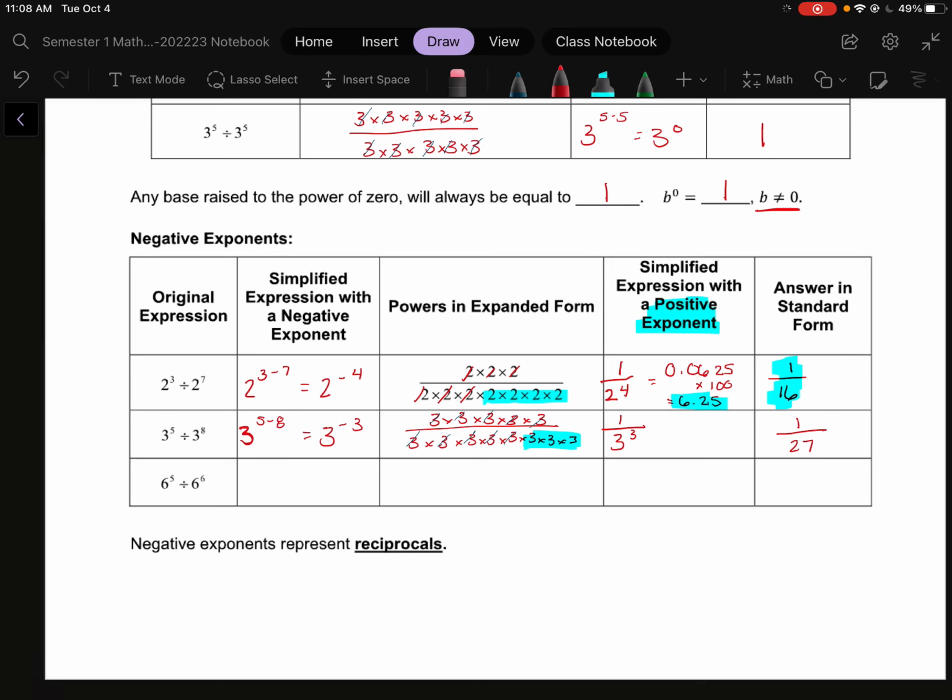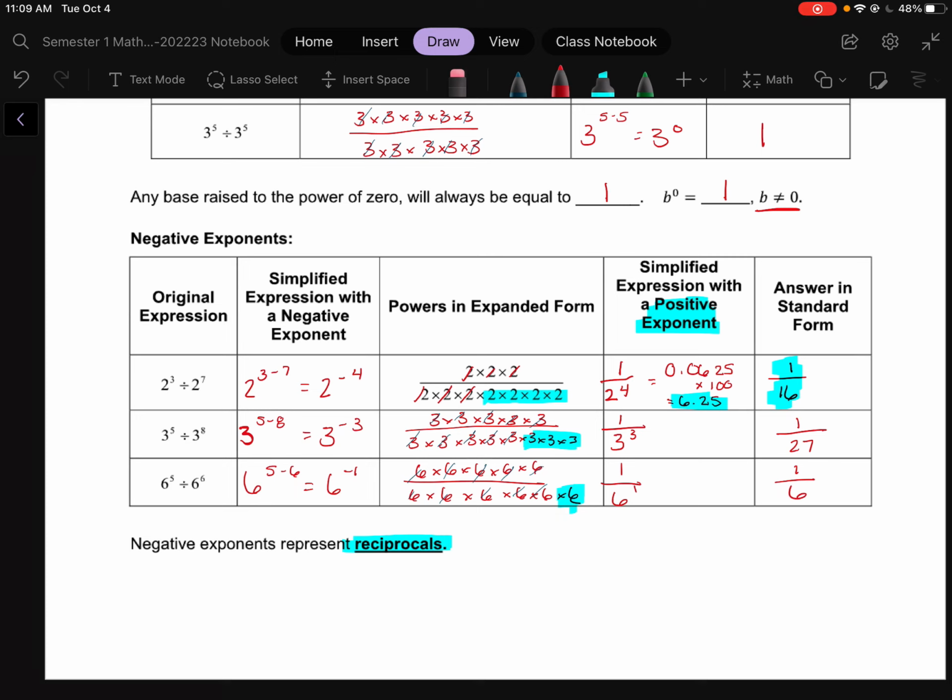And last but not least, we have 6 to the power of 5 and 6 to the power of 6. So therefore, 6 to the power of -1, same sort of thing. And we have to cross some all out. And we would know we have 1 left. So therefore, our answer would be 1/6 to the power of 1, which is also answered in our standard form as 1/6. So we can see here that when we look at our negative exponents, they are reciprocals, okay?